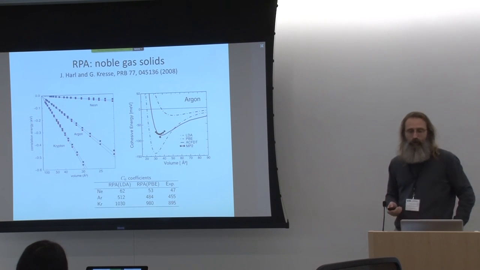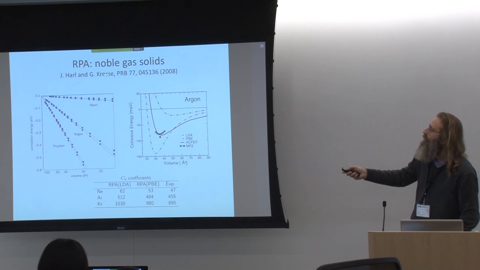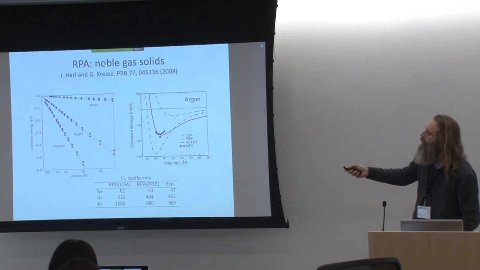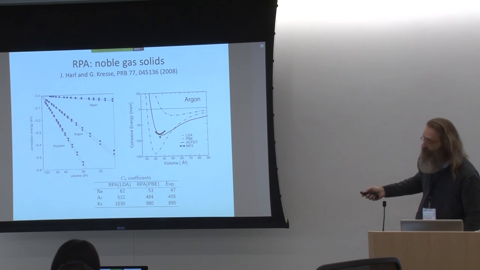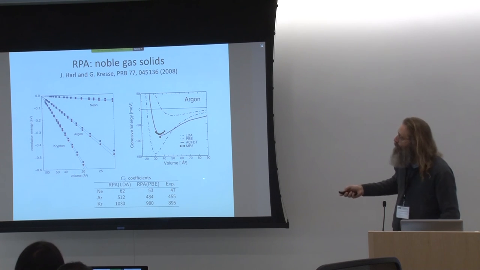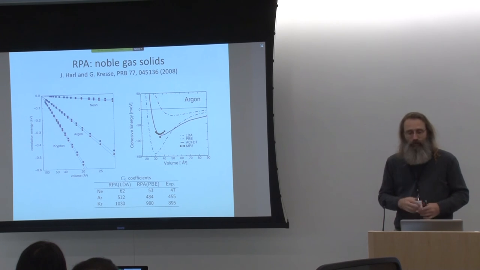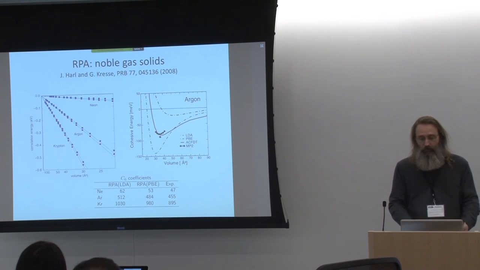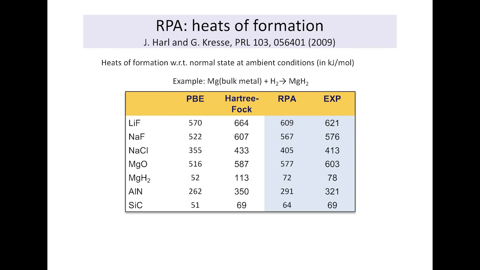Well, going one step beyond this, you could look at noble gas solids. So they're actually only bound by van der Waals interactions, or primarily bound by van der Waals interactions, and compute C6 coefficients for these compounds, and we do see that we get really quite nice results compared to experiment. So now we have finally a functional that captures van der Waals interactions as well. Well, it does quite well for heats of formation.